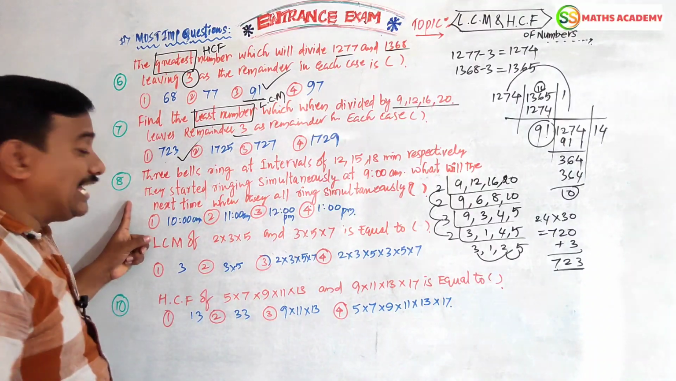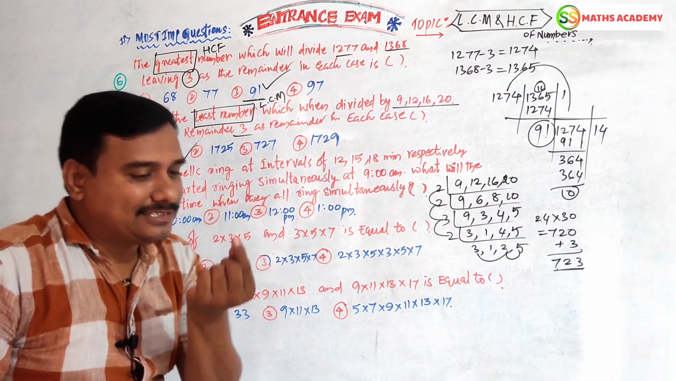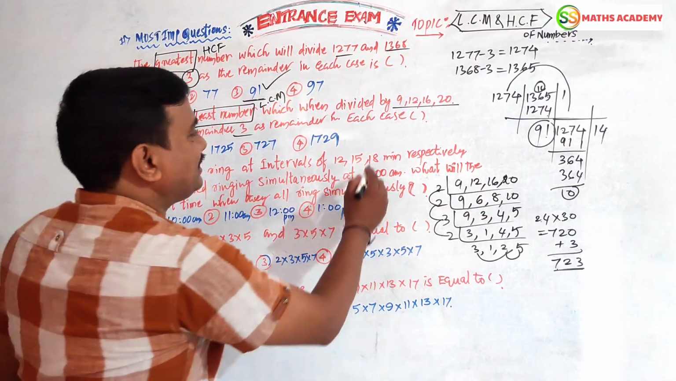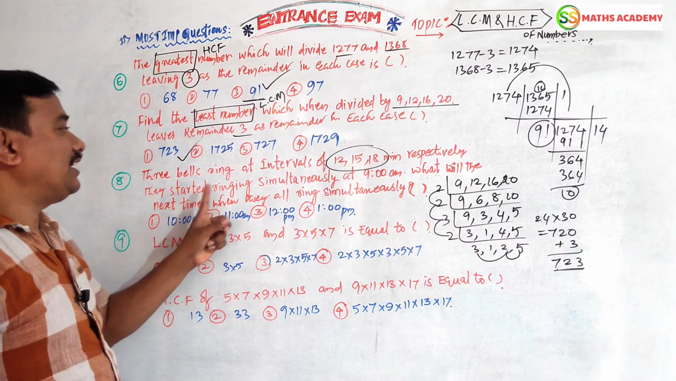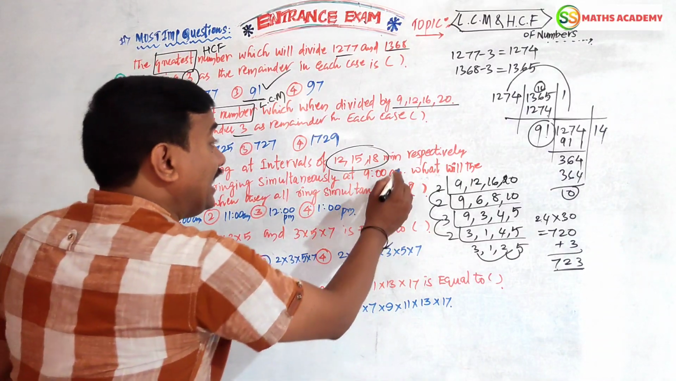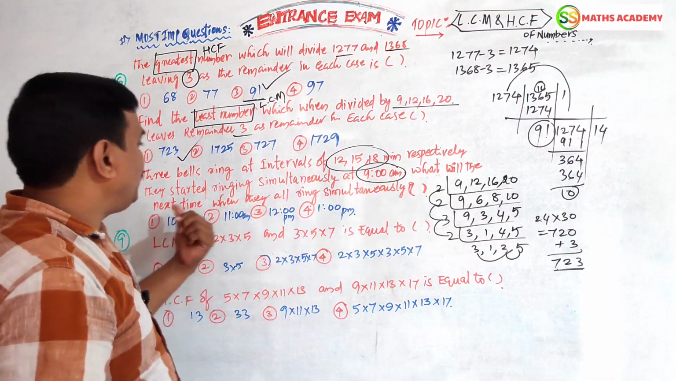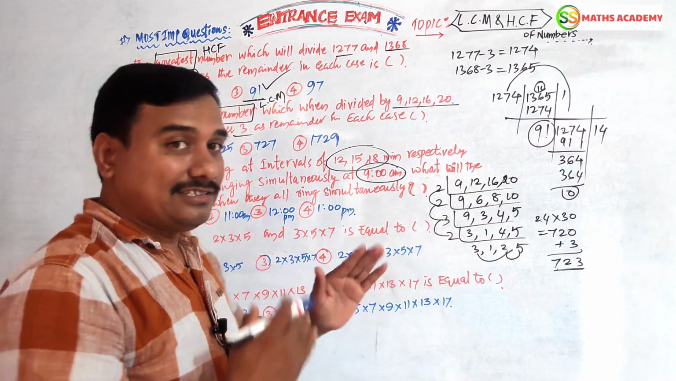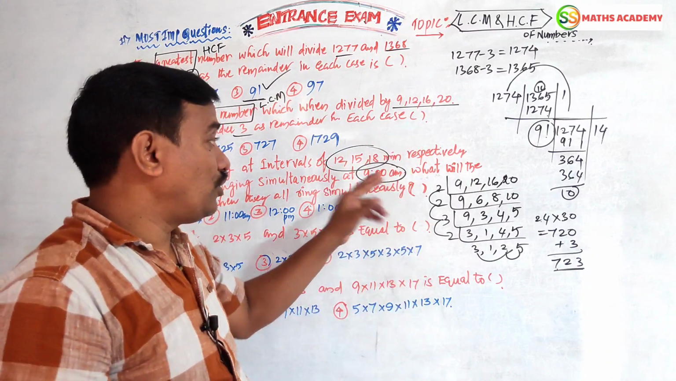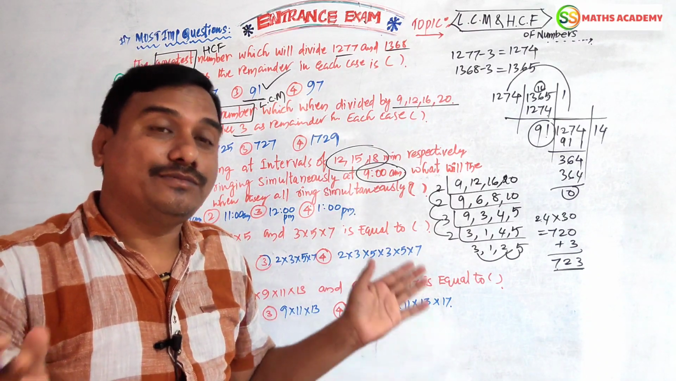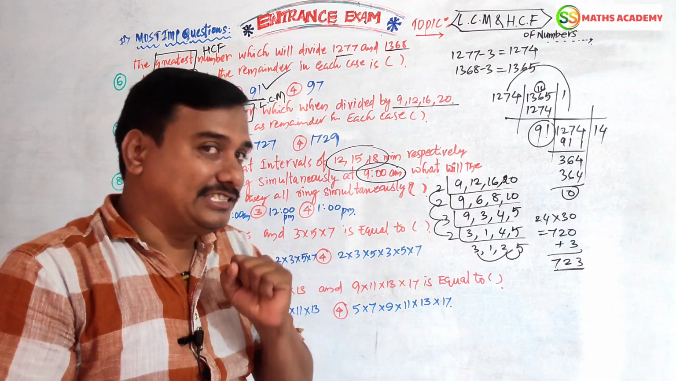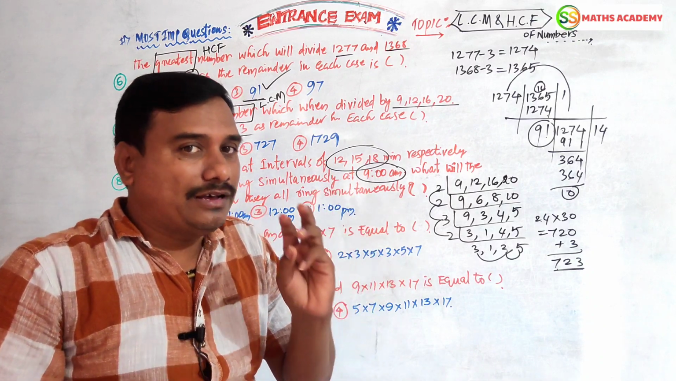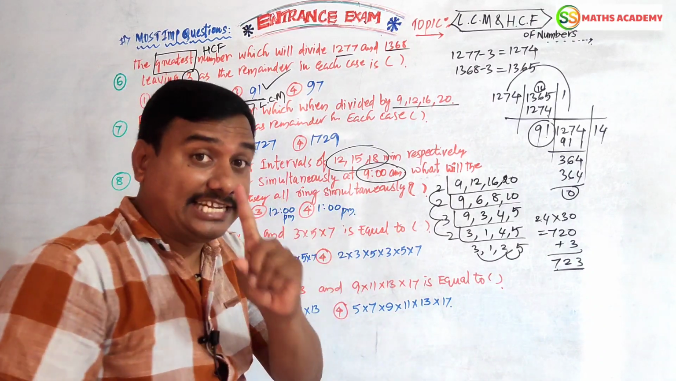Next, the 8th question. Three bells ring at intervals of 12, 15, 18 minutes respectively. They started ringing simultaneously at 9 a.m. At what time will they next ring simultaneously? Three bells are ringing at different intervals, but they start at 9 o'clock in the morning. After how much time do they ring together again? Simple. In questions like this with bells, whatever is given, you can do LCM. That is the technique I am telling you.